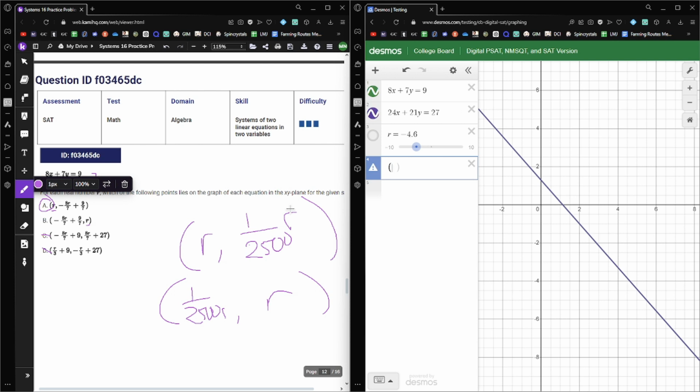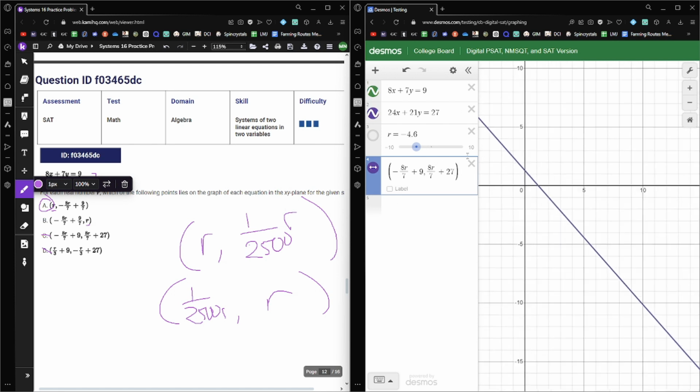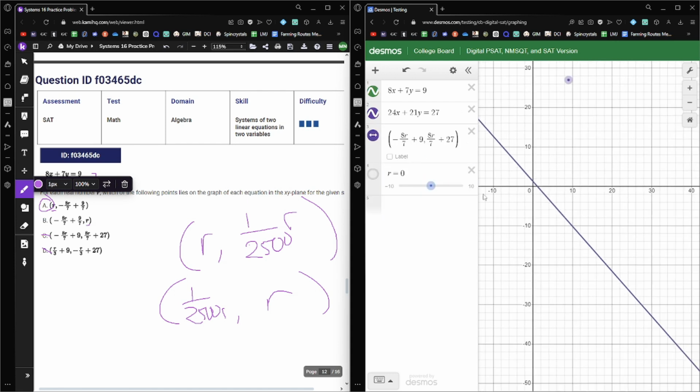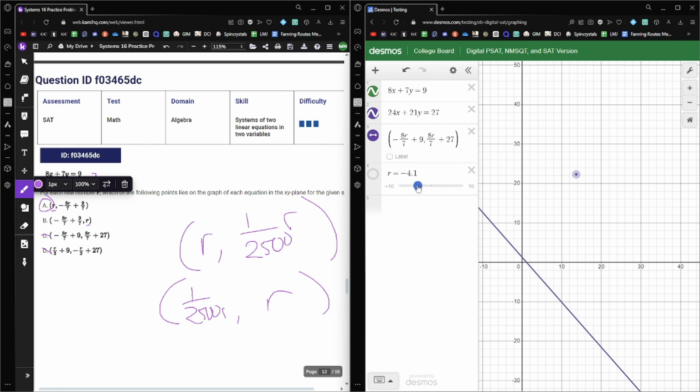And for C and D, which are just obvious no's, let's try these out. 8 over 7 R. Dang, this is so annoying. I hate typing fractions so much. 8 over 7 R plus 27. Okay. Man, where is it? Okay, I guess I have to redo this. Hold on. Wait, what? Oh, it's all the way up here. No wonder. Yeah, that was just obviously not it.